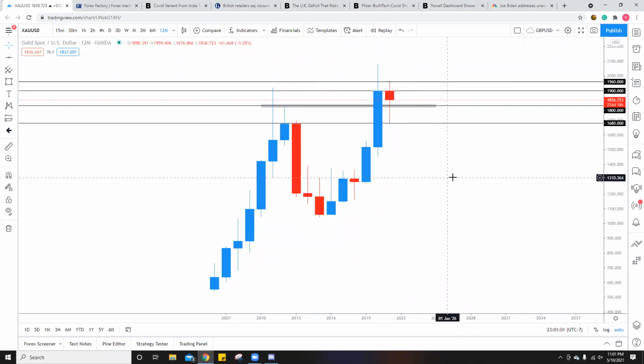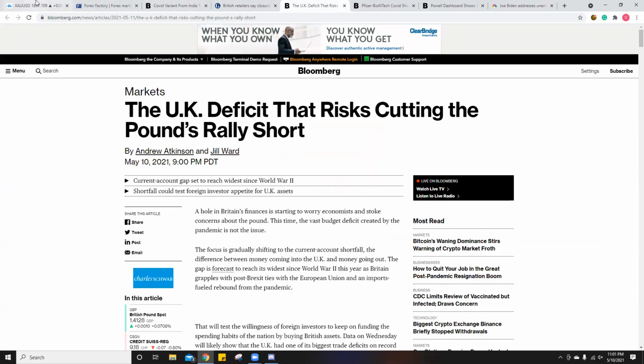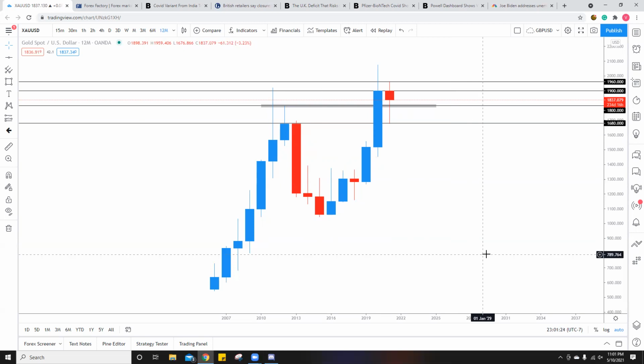So what we have from a fundamental perspective is, whenever you see global tensions increasing, for example right now we have the COVID variant from India coming out, that's causing market uncertainty, especially in foreign investors. You also have the UK trade or UK finance deficit, so that's also causing some uncertainty. Whenever you have global tensions or any sort of economic tensions, that's when you're going to see gold prices and commodity prices and safe haven currency prices increasing.